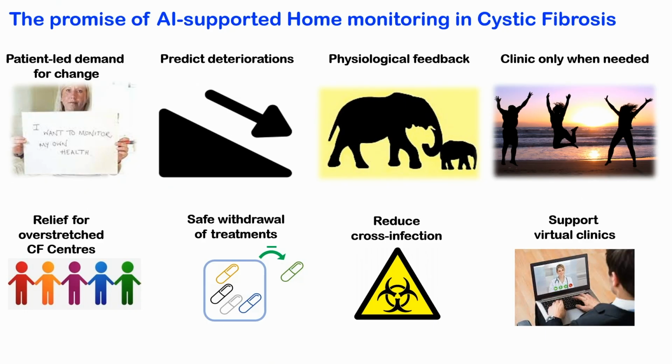There's huge promise for using home monitoring, AI and machine learning in clinics. Obviously our population has changed, there's huge patient change. They don't want to come to clinics. They don't want to be travelling distances, they don't want to be at risk of infection. It also helps stretched CF centres, and we can have predictive innovation, which is what I'm going to focus on. And then we can also reach physiology. And now we can also use it to safeguard treatment.